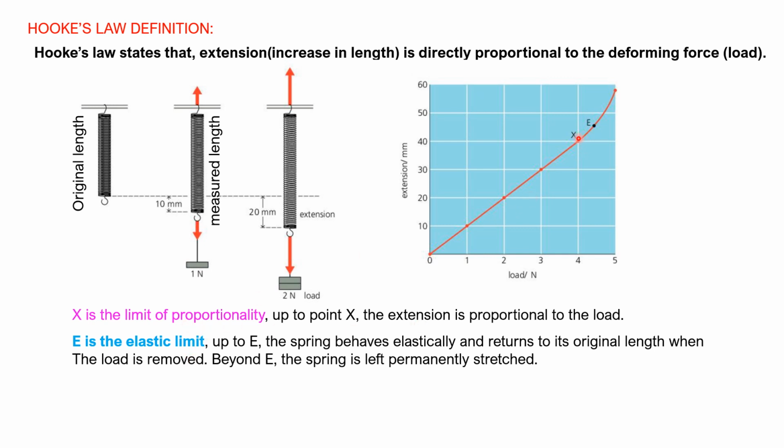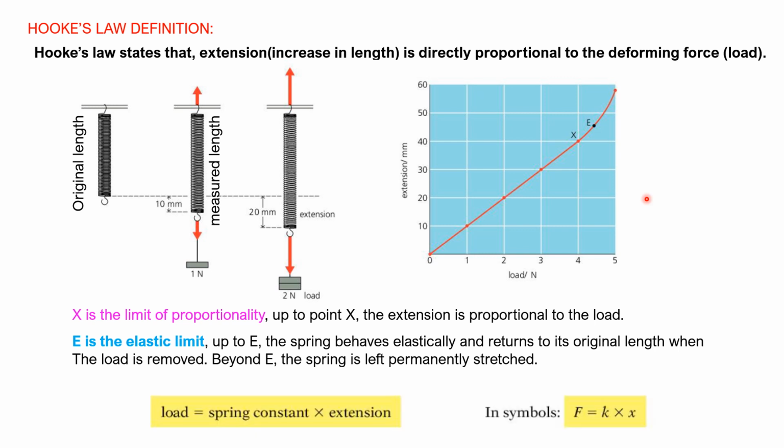Please do remember, up to x it obeys Hooke's law. So if it obeys Hooke's law, x is the limit of proportionality. Up to this it obeys. Beyond that is the elastic limit. Beyond the elastic limit, the spring is left permanently stretched. It has a formula: load equals spring constant times extension. In symbols, F equals K times X.